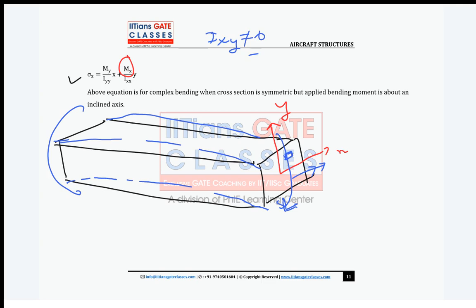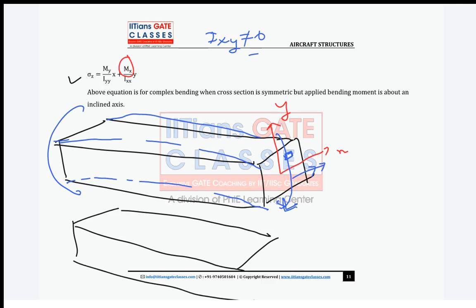Now guys, second case. In the second case, again you have the same beam at the same instance, with the same cross section, and you apply a moment about the y axis. So that means this is the moment My. So how will it be? It will be like this, right?